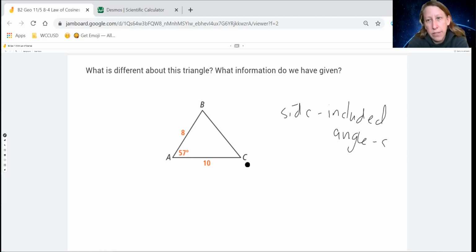So I have a side, I have the included angle, and I have another side. So my brain sees side, angle, side. And this is actually enough information to know how big this opposite side is. We can also use it to find the angles.